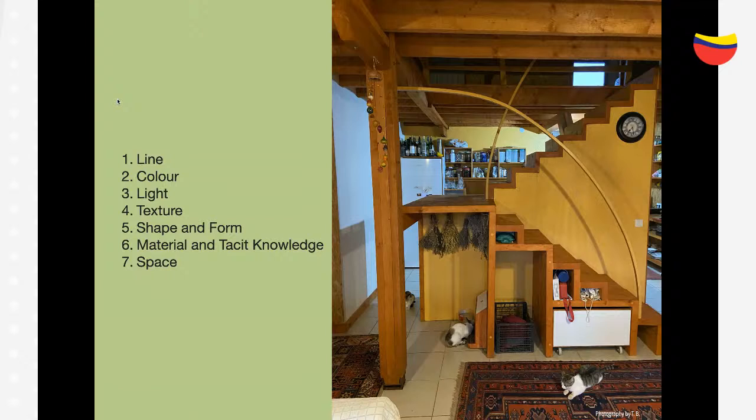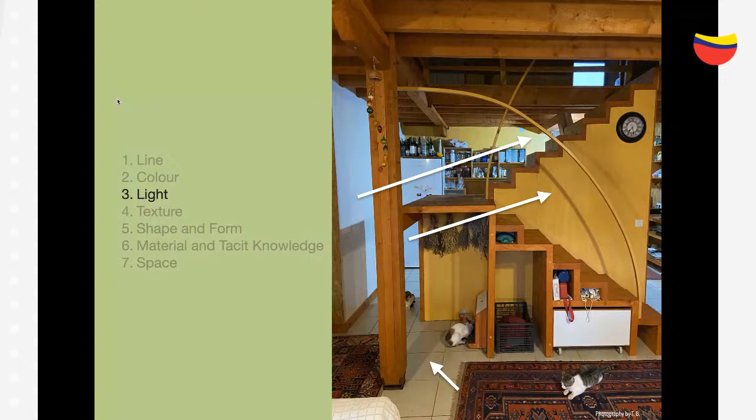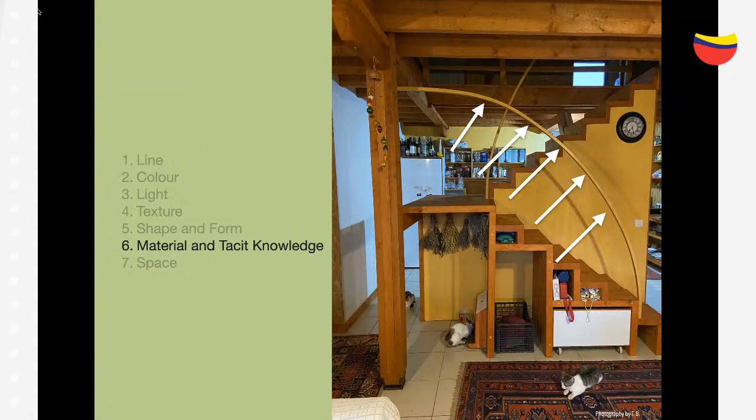Look, line, for instance, immediately you spot zigzag lines, flat lines, or curved lines. Or color, it's obviously there, no need to say. Or lights and shade, you can see the reflection of the handrail, or the reflection of the beams, the daylight and shadow, and the texture, on the carpet or the texture of the materials itself. And the shapes and forms are everywhere, of course, inevitably. And there was a kind of tacit knowledge. How can someone create one single piece of wood handrail like this? This is a material and tacit knowledge that he made.